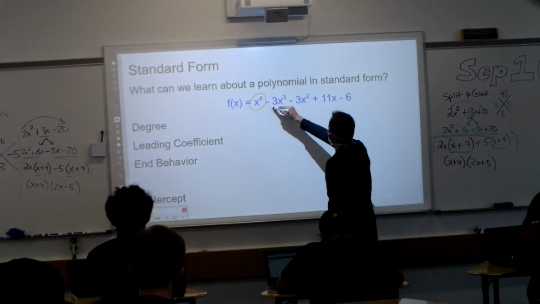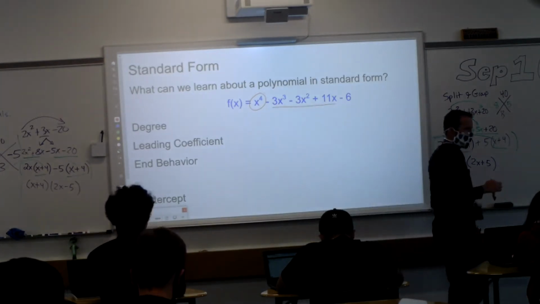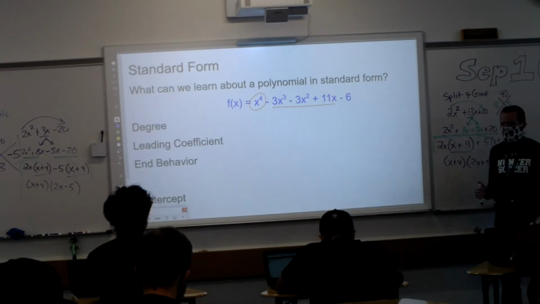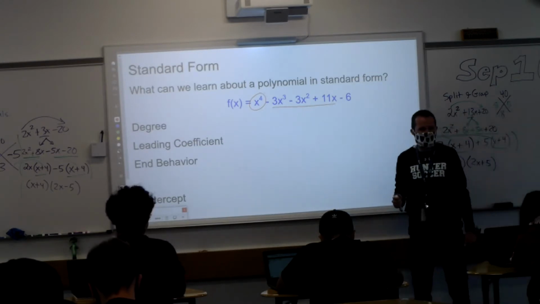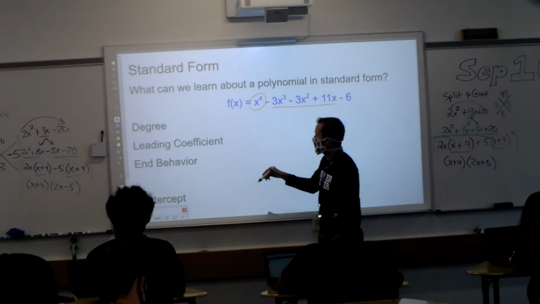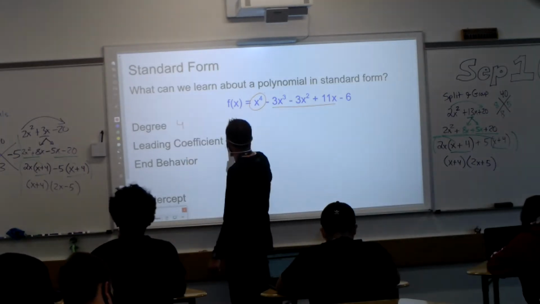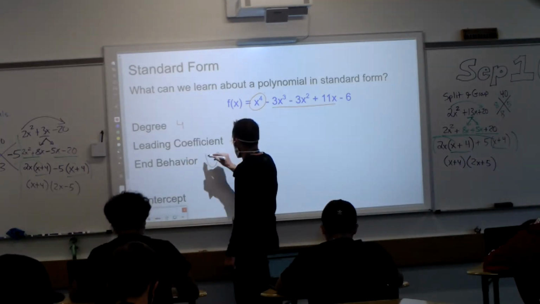Does any of this matter for the shape? No. Nope. Just the first one. So x to the fourth, what shape does that make? There we go. We've got a u. So the degree is 4, the leading coefficient is positive, so it's going to make a u.